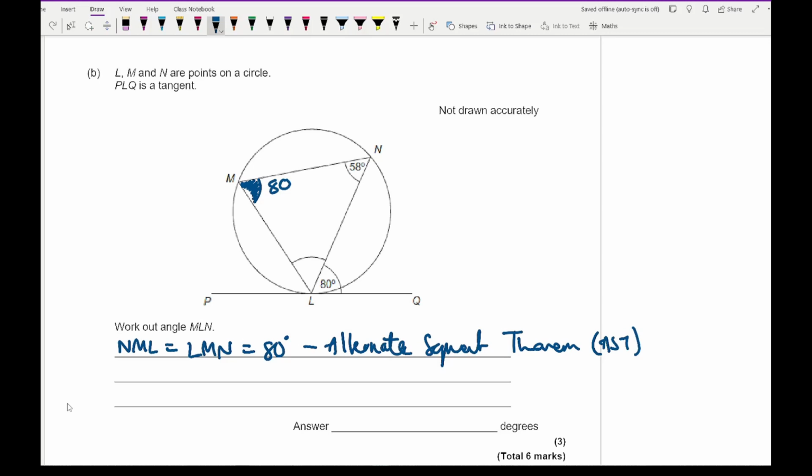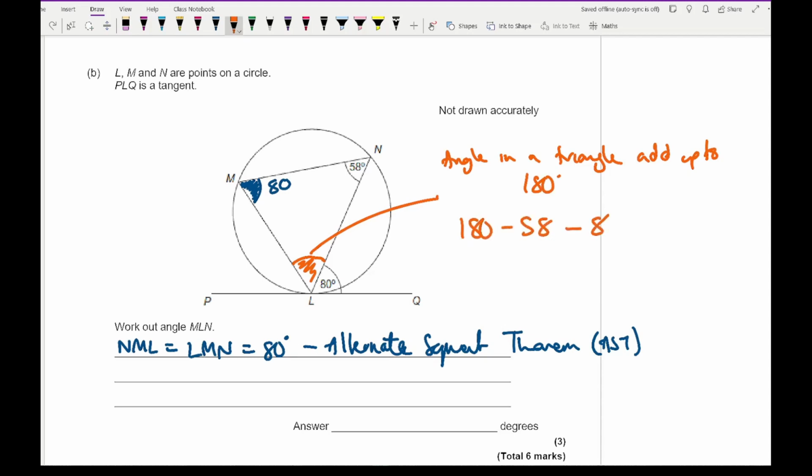So then as that's 80 degrees, I can then work out what this angle here is, which is the angle that they wanted me to find, because angles in a triangle add up to 180. Let's just write it properly. Angles in a triangle add up to 180 degrees. So 180 minus 58 minus 80 is going to give me an answer of 42 degrees. So the angle MLN equals 42 degrees, and I could just write it there, and there we go.